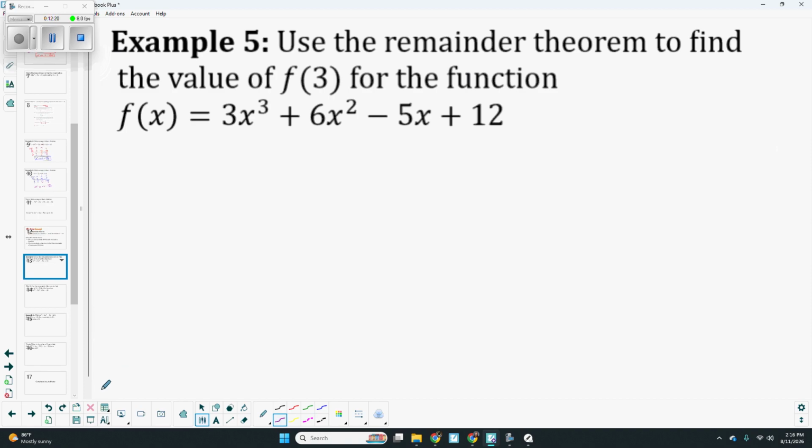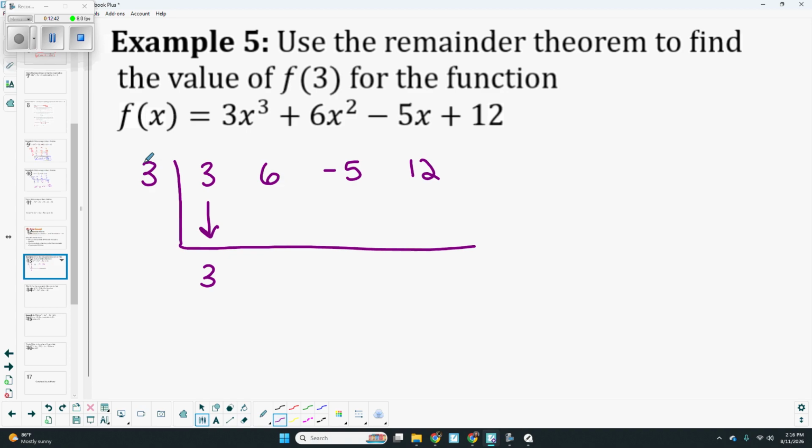So for example 5, use the remainder theorem to find the value of f of 3 for the function given. So 3 is what we're plugging in. They didn't say x minus 3, right? They just said f of 3. So 3 is what we're evaluating. 3x cubed, 6x squared, negative 5x, 12. So those are my coefficients.